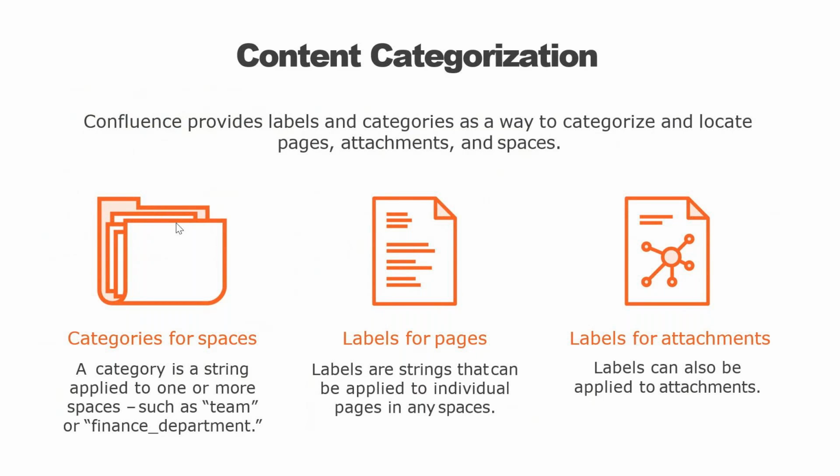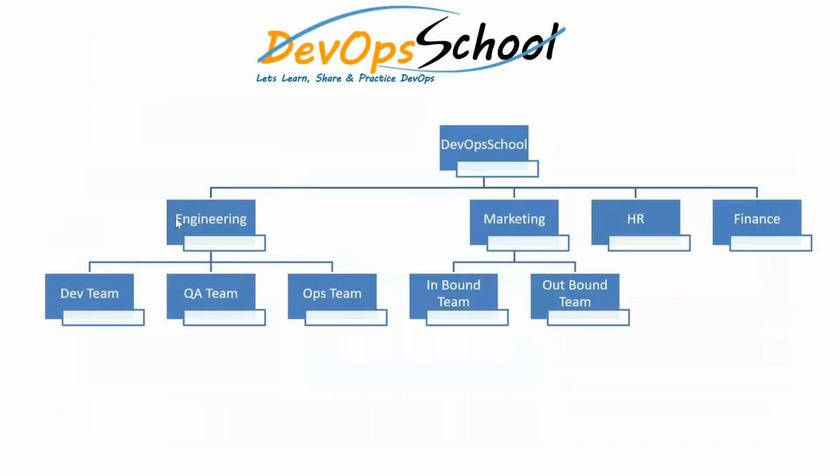Label is one of the newest ways to categorize the content, and there are labels for attachments too. So labels are for the pages and for the attachments. This is how we categorize the content in Stack Overflow also, if you remember. And then categories are meant for spaces, multiple spaces. So these are the structures you can create.